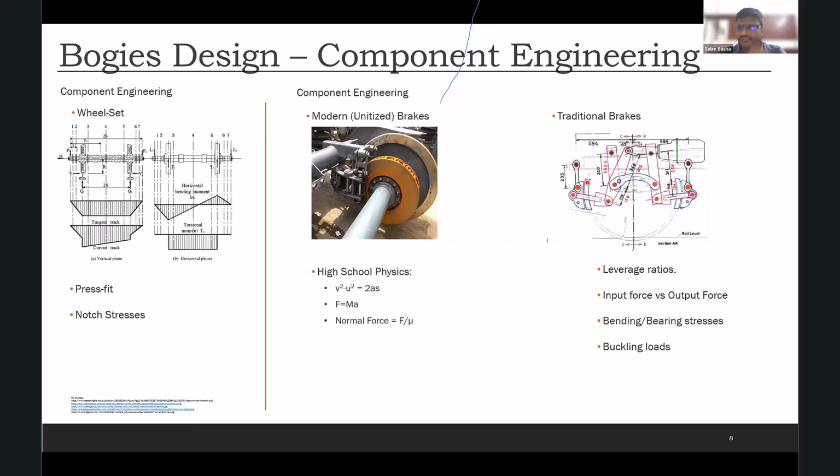So here as well we do some calculations. What is my leverage ratio? How do I size the levers so that I get the leverage ratios that I want? I want, say, 10 times more force, then I need to size the levers so that I get that leverage, given the space constraints that I have. So this is how we design the brakes. Philosophically, I'm talking at a very high level.